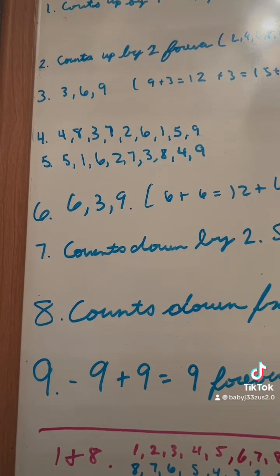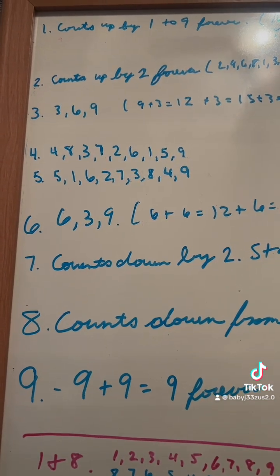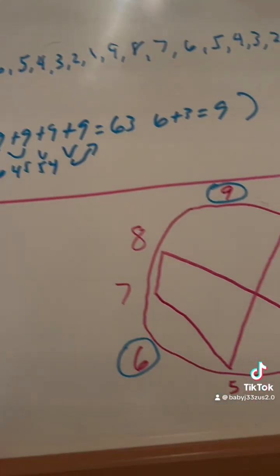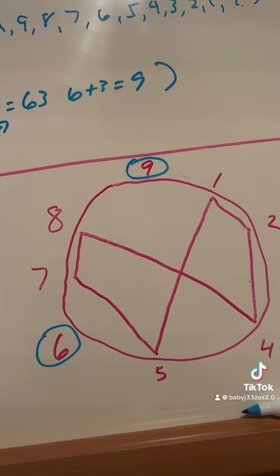Those are the spiritual numbers. The other numbers are for the physical realm. And that's why we see this shape in our reality all the time.